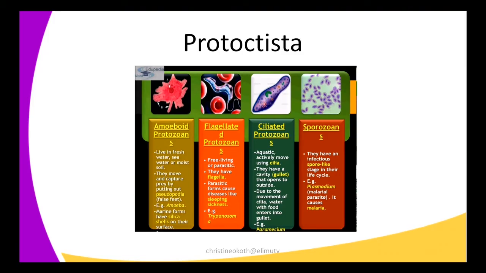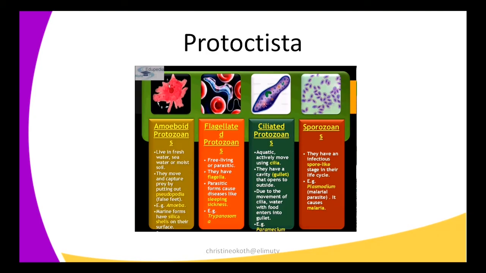Then another example, we have the flagellates. These are free-living or parasitic. They have the flagellae. Flagellae are the tail-like structures which these organisms use for movement. The parasitic forms cause diseases like sleeping sickness. We have an example, the trypanosoma.